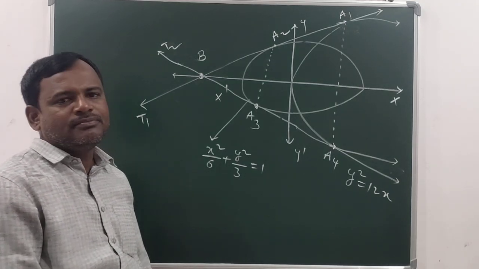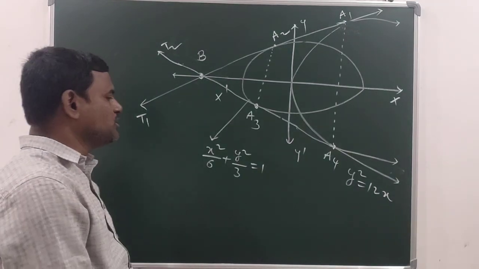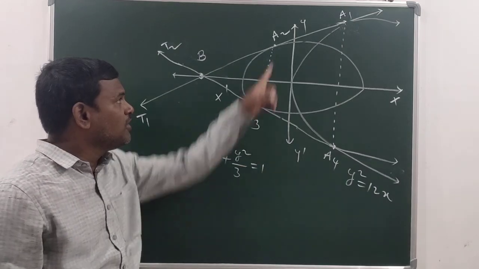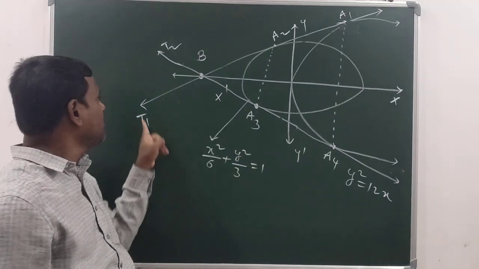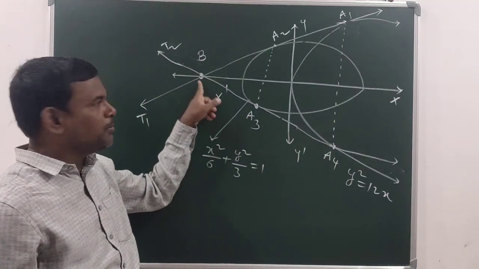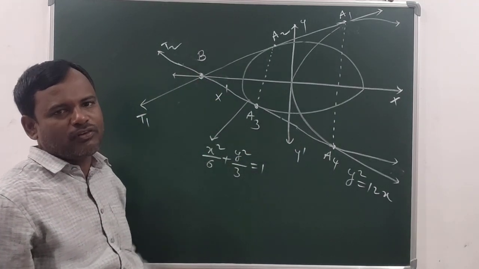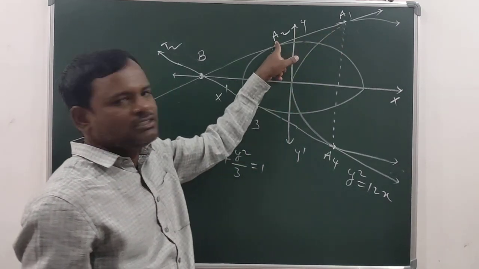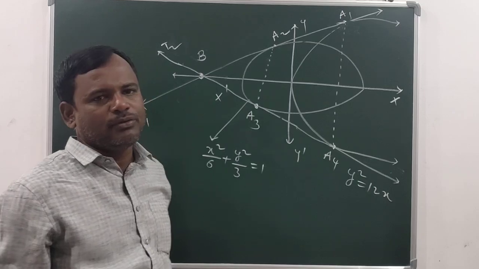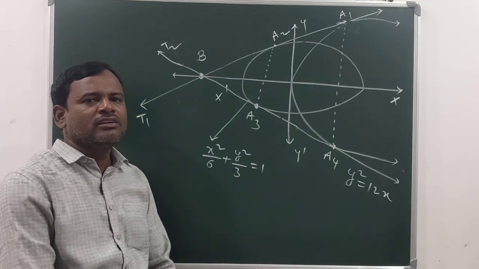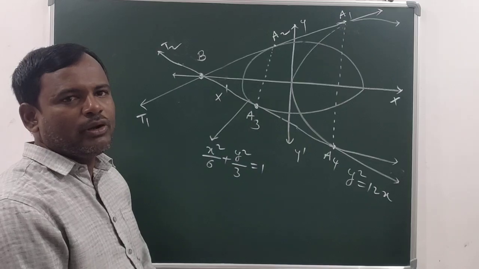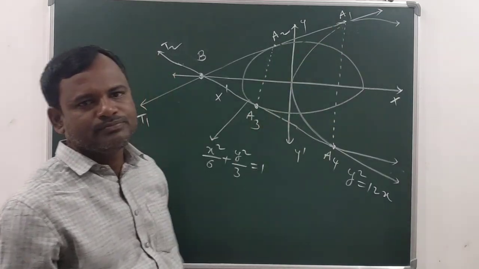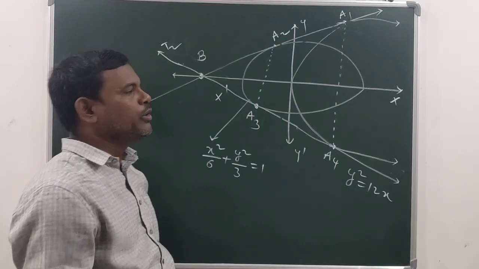Now let us find the answers to these two questions. What are the two questions? Find the point of intersection of these two tangents T1 and T2 on the x-axis. That point we have taken as B, which we have to find. And the second question is to find the area of this quadrilateral A1, A2, A3, A4. So first I am going to identify A1, A2, A3, A4. See how I am going to find them.